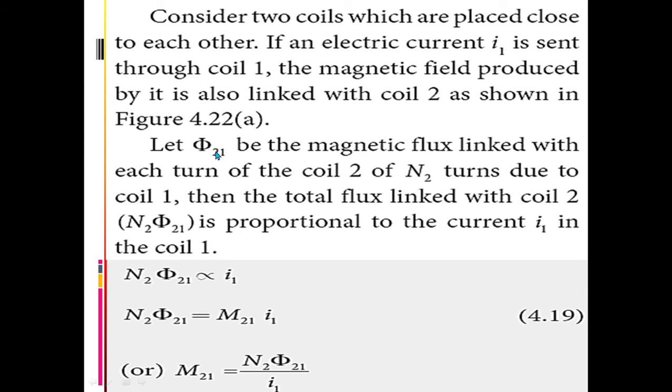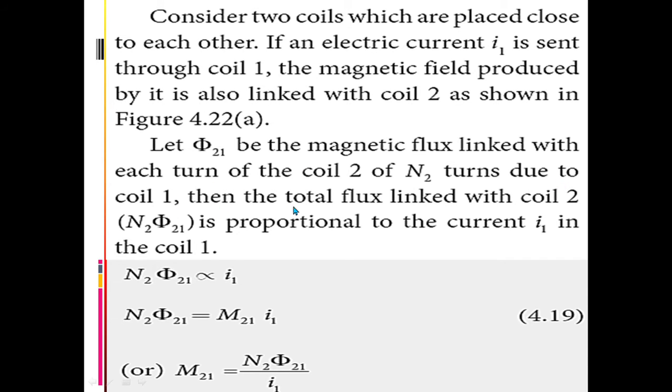Let phi 21 be the magnetic flux in the secondary coil due to the first coil. Magnetic flux in the second coil due to the first coil. So phi 21 is the magnetic flux linked with each turn of coil 2 of N2 turns. N2 means the total number of turns in the secondary coil, due to coil 1.